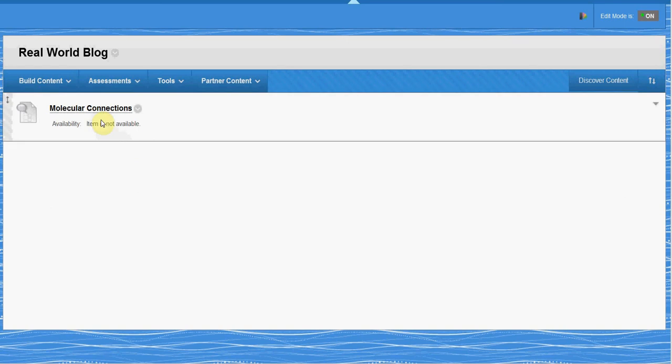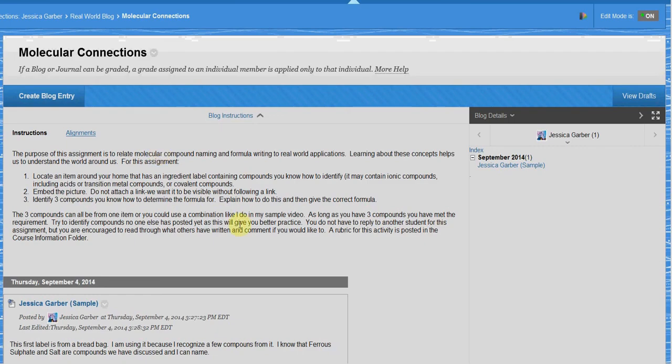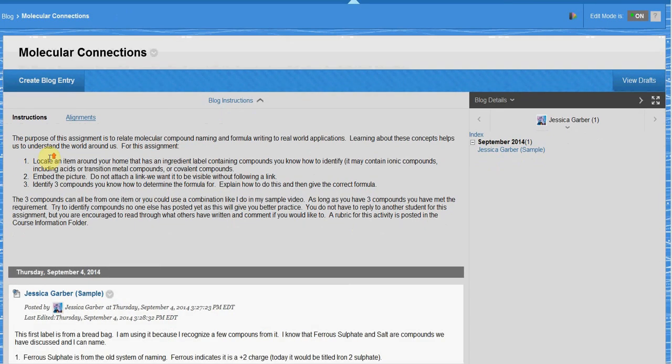Okay, I want to show you how to go about doing the real world blog. This blog is called Molecular Connections, and we have a series of instructions here. The purpose is to really take the molecular naming and formula writing that we have done in class and relate it to things that you would see on a regular basis.